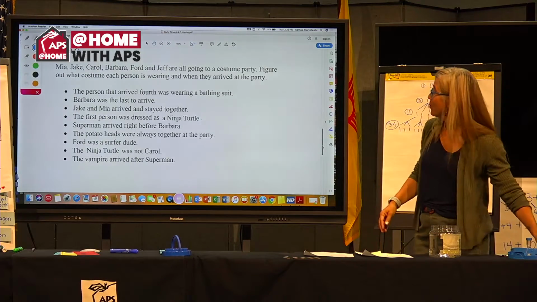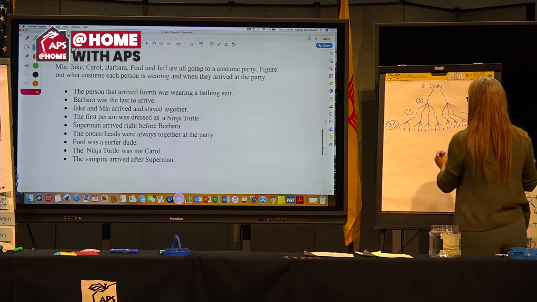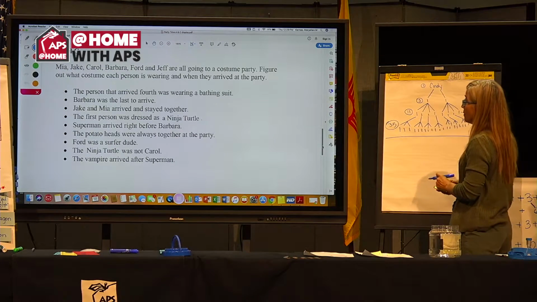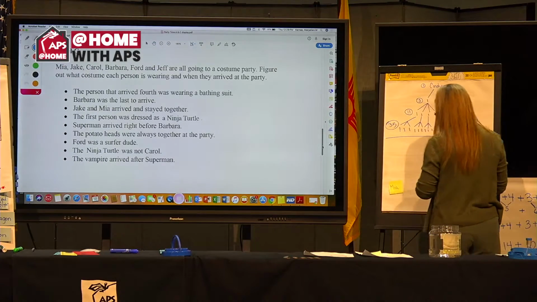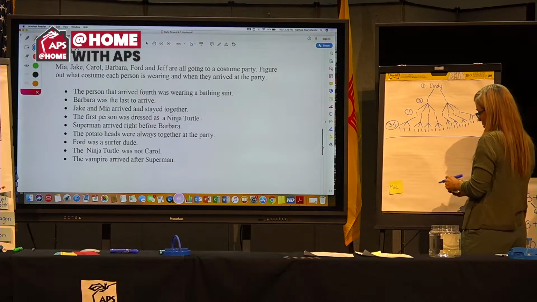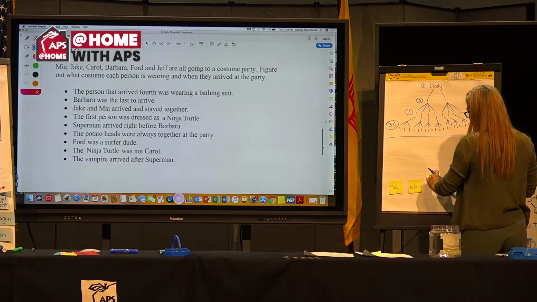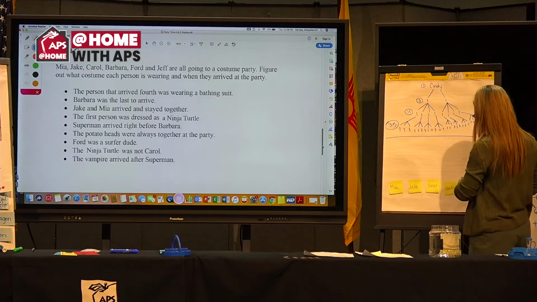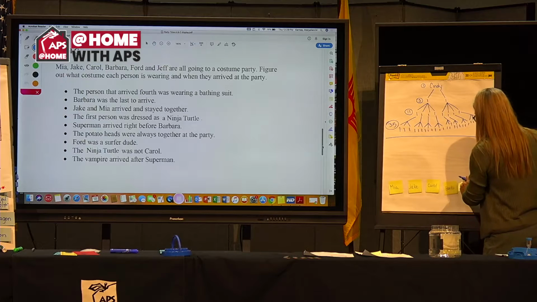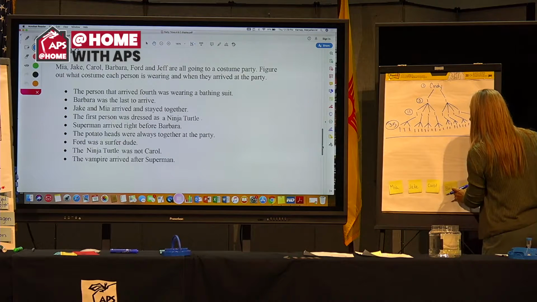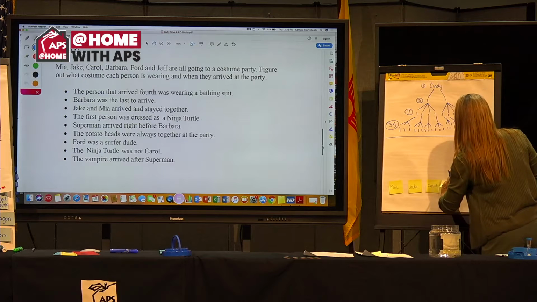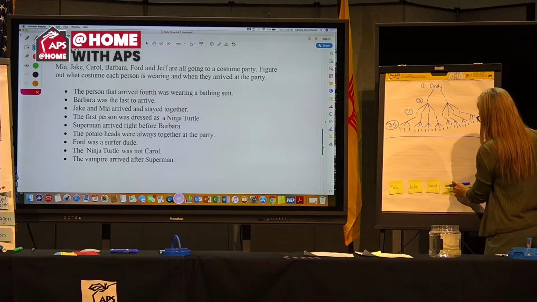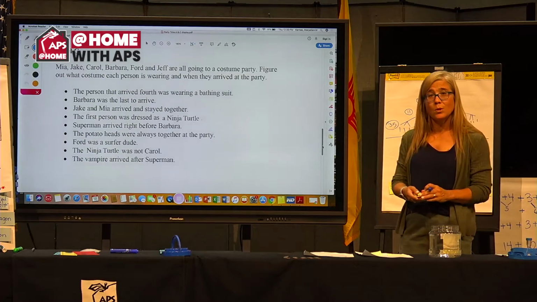So I've put these people's names on a sticky note. And so we have Mia, and we have Jake, and we have Carol, and we have Barbara. I just put Barb on my sticky note for short. Ford, and Jeff are the people at our party now. Maybe everybody else left and went home, and these guys were the only ones who wanted to do costumes.